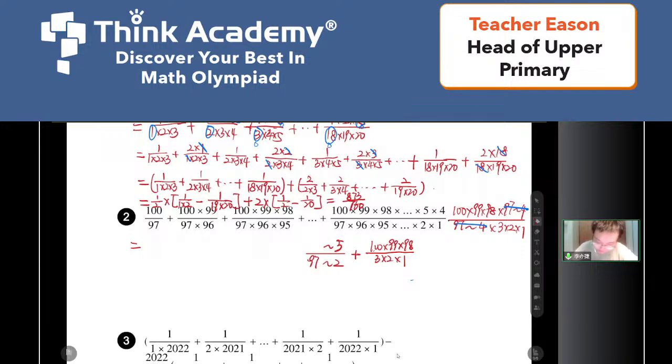The 96th term. So the 96th term, the numerator is 100 to 3. And then this is 97 to 2. Also, if we do the canceling, so this one, 100 to 5. So we write this into 199, 98, then 97 to 5. And for the denominator, it's 97 to 5, and then 4, 3, 2. So again, the 97 to 5 can be cancelled, which means the 96th term is 199, 98, and then this is 4, 3, 2.